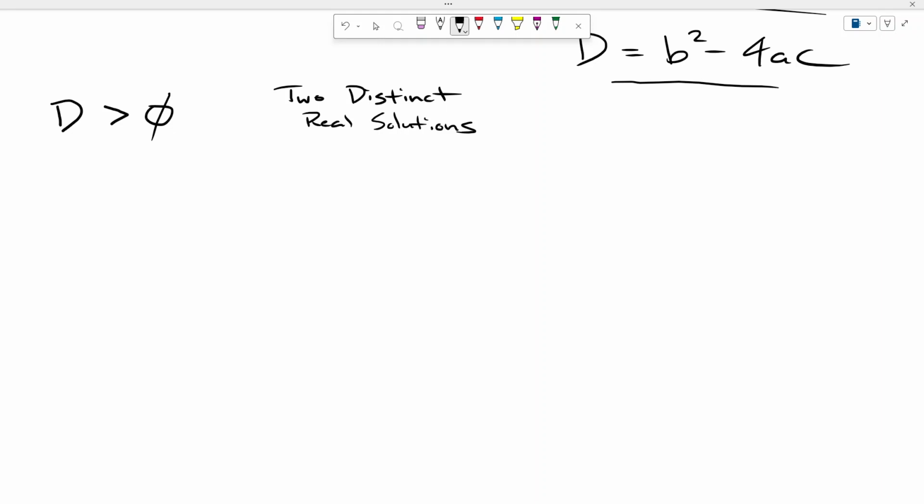And if it helps to visualize it, if we wanted to see that on a graph, we might have something like that. So we have two distinct solutions for what x equals.